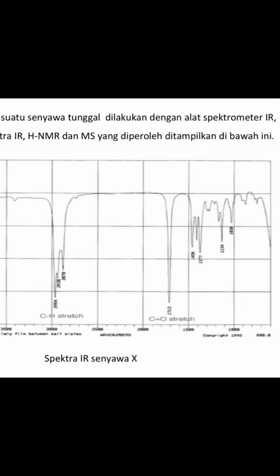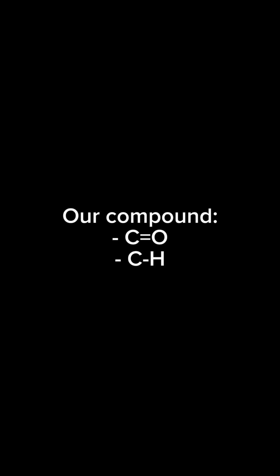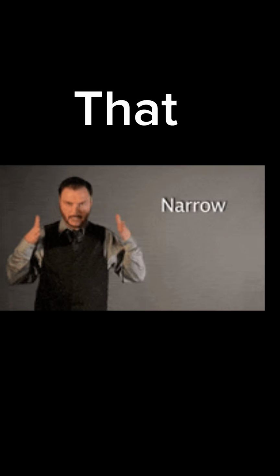Now let's look at our spectrum. We see 2 important peaks. One at 1730, and another around 2964. A peak near 1730 usually means we have a carbonyl group. And 2964 tells us there are alkyl C-H bonds. So now we know our compound contains a carbonyl and some alkyl chains. That narrows the possibilities down quite a bit. At this point, it's most likely a ketone or an aldehyde.